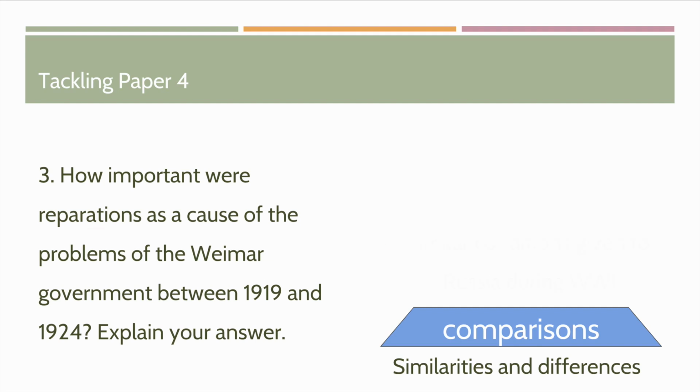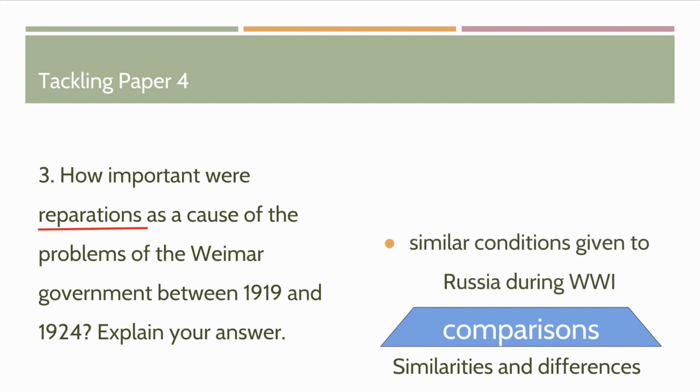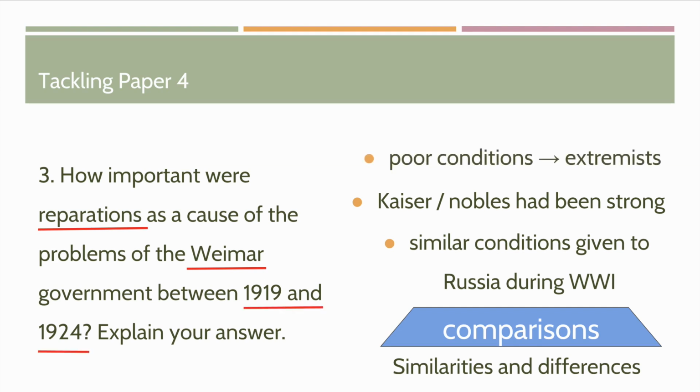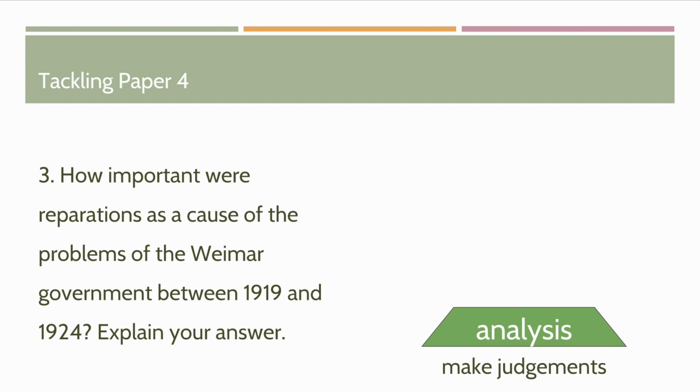Comparisons. These reparations on Germany were very similar to those given to Russia during World War I. The Weimar government was very weak, as opposed to the Kaiser and the nobles that had been very strong before the war. And 1919 to 1924, you can compare that the poor conditions are directly related to the rise of extremists. Now let's get to analysis.